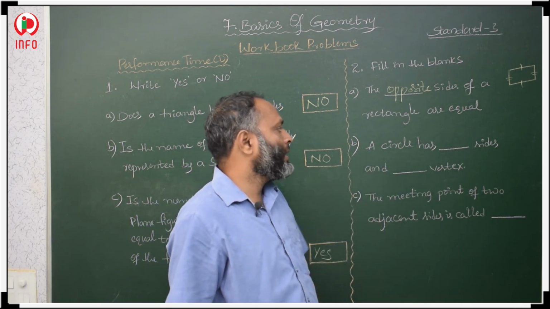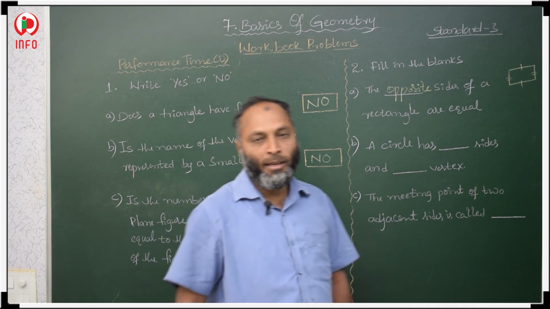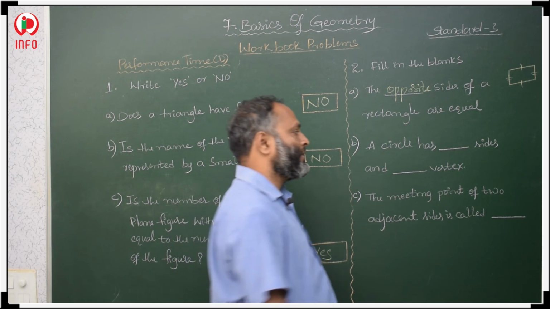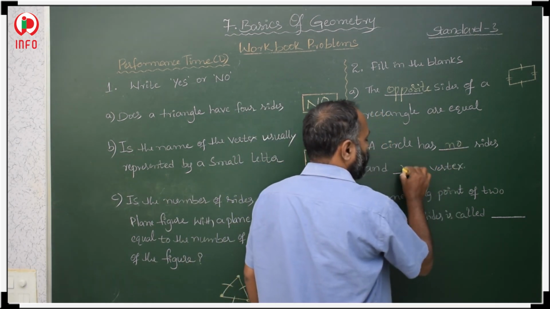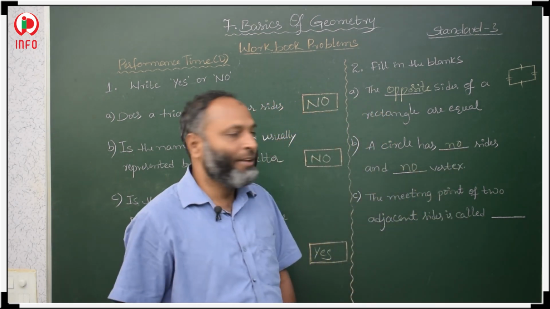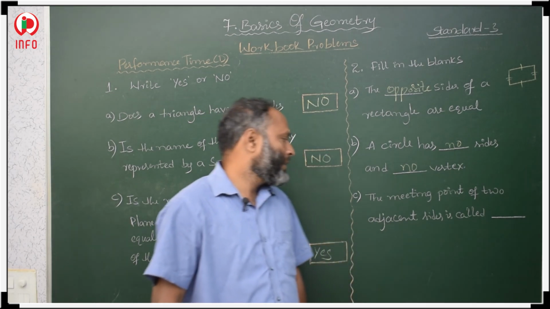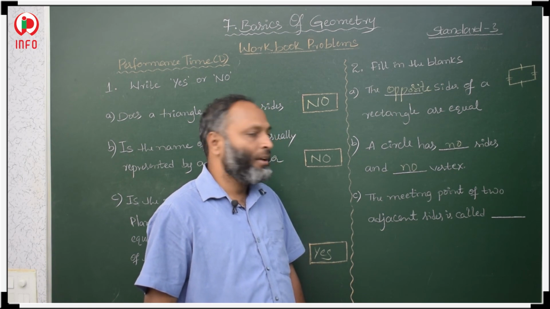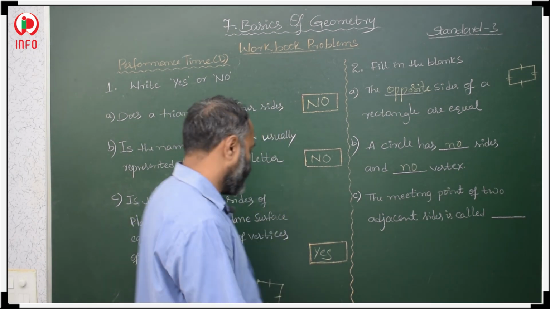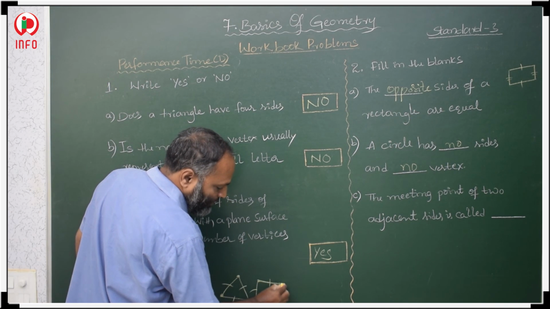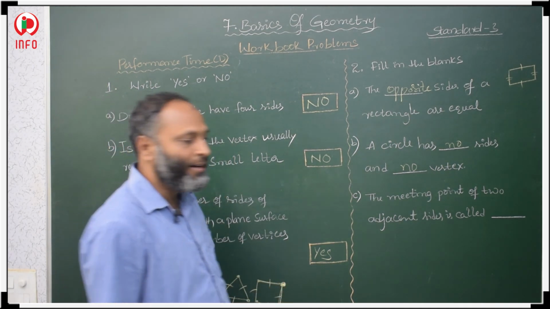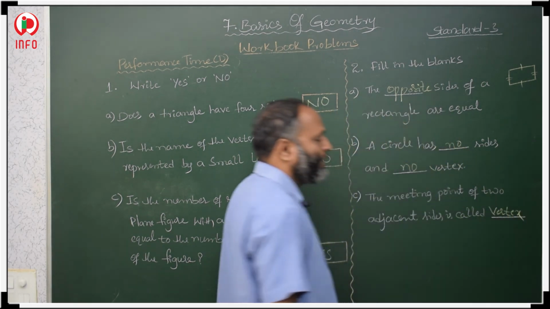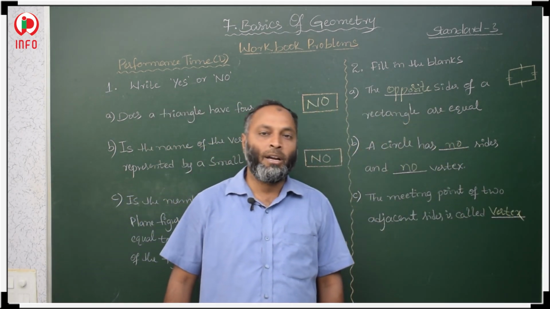A circle has dash sides and dash vertices. In a circle, no vertices, no sides. It is a curved path. So that is why there are no sides and no vertices. We don't have any vertices or sides in a circle. Next, the meeting point of two adjacent sides is called a dash. These two are adjacent sides. This meeting point is called a vertex. The meeting point of two adjacent sides is called a vertex. Okay, students.